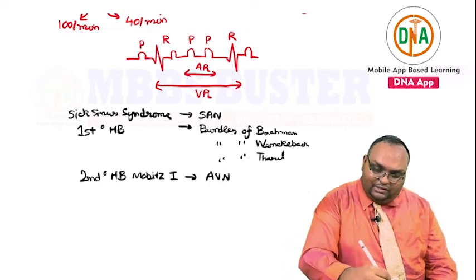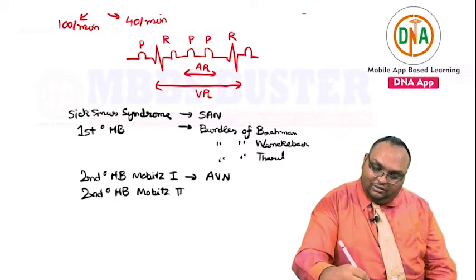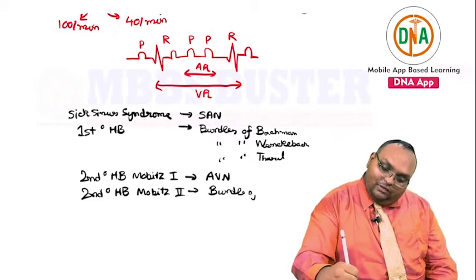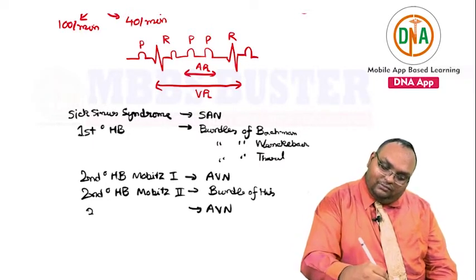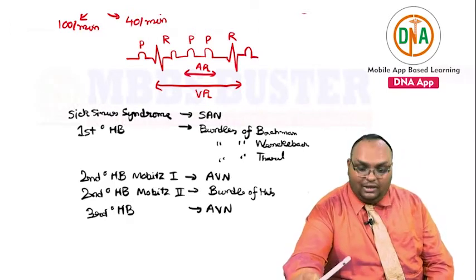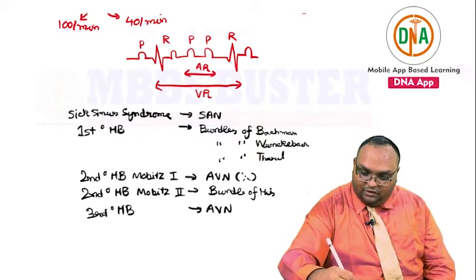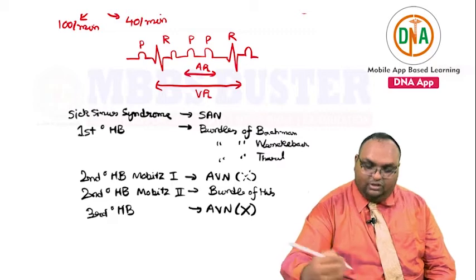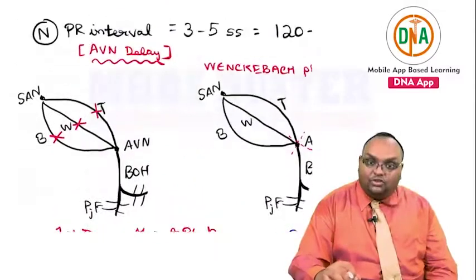If you have a second degree heart block, Mobitz type 2, the pathology lies in the bundle of His. And if you have a third degree heart block, complete dissociation, then it lies in the AV node. The difference between second degree Mobitz 1 and third degree heart block is that over here it is a partial stoppage of activity of the AV node, and over here is a complete cessation of activity of the AV node. So since we have Mobitz type 1 second degree heart block, it is an intranodal pathology.